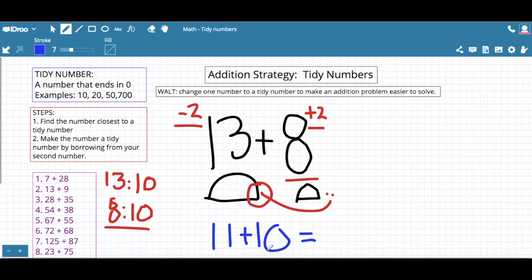If you don't know off by heart, you can add the 10s and 1s. So first I'm going to add my 10s. So that's 10 plus 10, and that equals 20. And then I'm going to add my 1 from my 11. That equals 21.